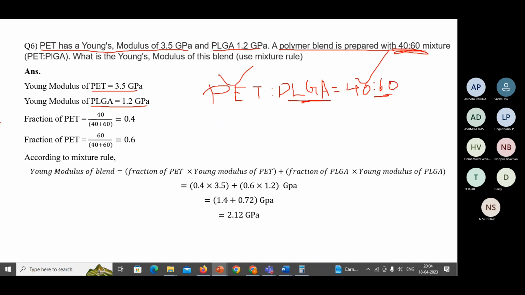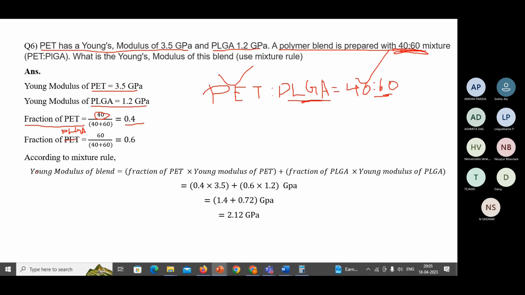Suppose. So now we calculate the fraction of PET. Fraction of PET means 40 divided by the sum of the total mixture. So here it comes as 40 plus 60. So as per the formula, the fraction of PET comes as 0.4 and the fraction of PLGA, it's not PET, it's PLGA, comes as 0.6.